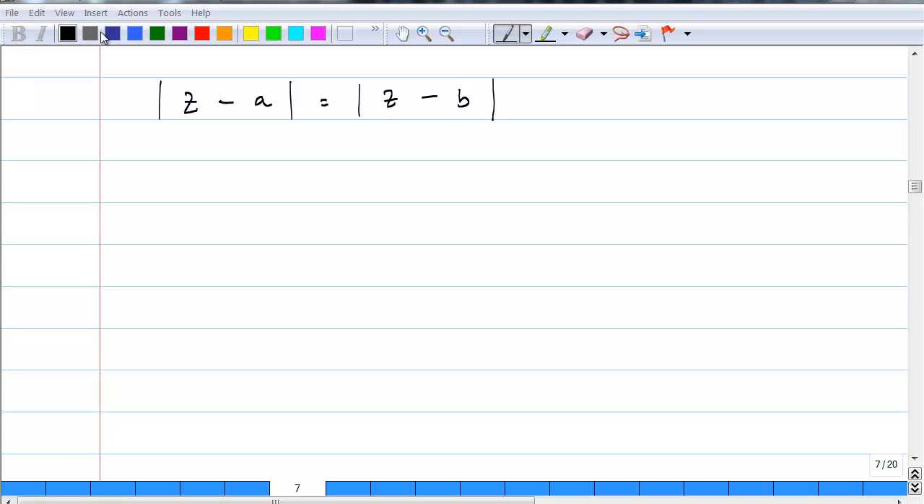Alright, so if I were to represent the points of these complex numbers in an Argand diagram, the complex number z is represented by the point P, the complex number a is represented by the point A, right? Z again is represented by the point P, and the fixed complex number B is represented by B. Alright, so it seems to be saying, from our previous understanding, that the distance between P and A is always equal to the distance between P and B. Now if this is so, what will we actually get?